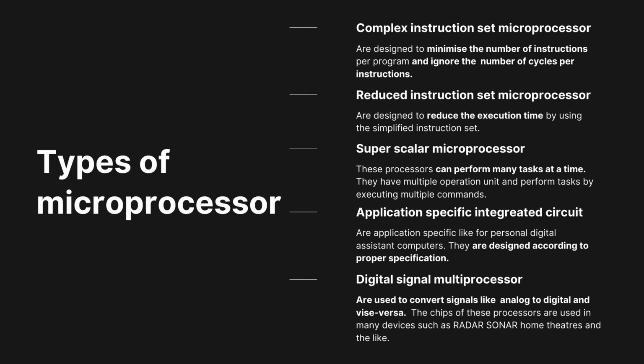Digital signal multiprocessor. These are used to convert signals, like analog to digital and vice versa. The chips of these processors are used in many devices such as radar, sonar, home theaters, and the like.